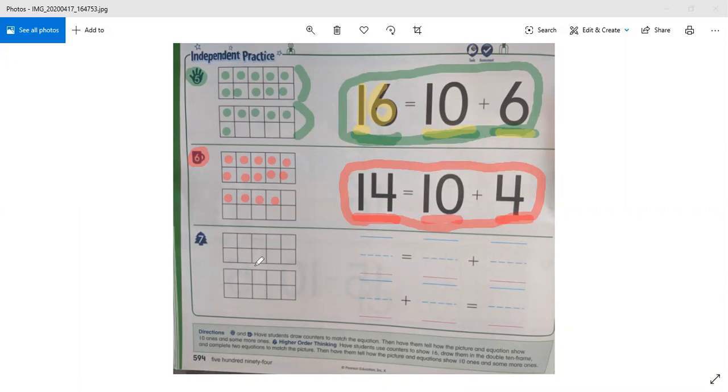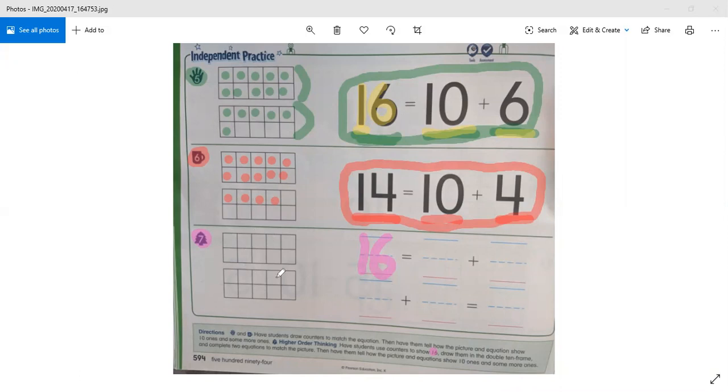All right, last problem that we're going to do all together. And this is number 7. So far you should have for number 5, this equation, and number 6, this equation. So let's see, what does it say for 7? Have students use counters to show 16. Draw them in the double 10 frame and complete 2 equations to match the picture. Okay, so we can do that. So what do we know? We know that we're looking for the number 16, right? So how about we go ahead and write our number 16 right here, because we don't want to forget what number we're looking for. So we're looking to show the number 16.